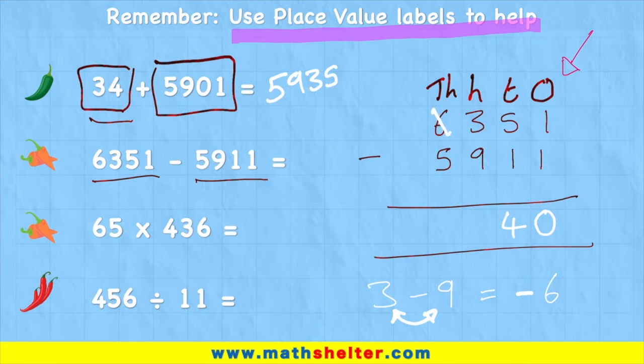Well, I'm going to borrow from next door, turn this 6 into a 5, and therefore my 3 into a 13. And what I've actually done here is borrowed a whole 1,000 from my 1,000 column and added it to my hundreds. So instead of 300, I now have 1,300s. So now 13 subtract 9 is 4, and 5 subtract my 5 is 0. So my answer is 440. Still pretty easy, let's keep going.